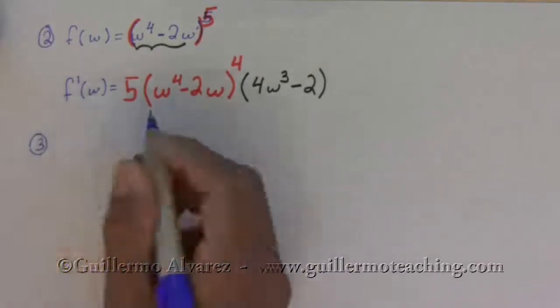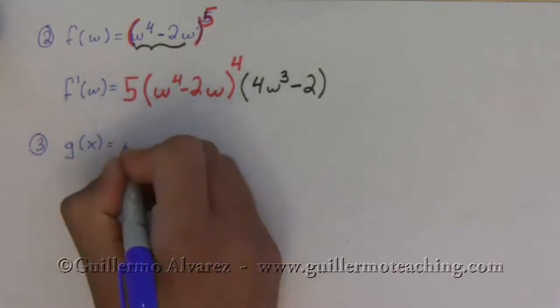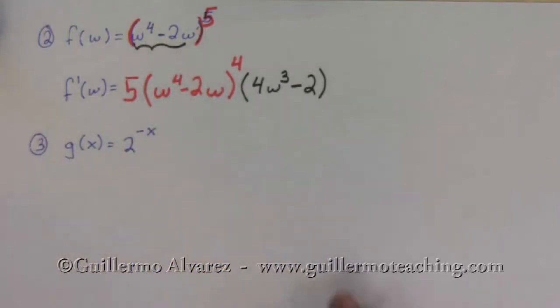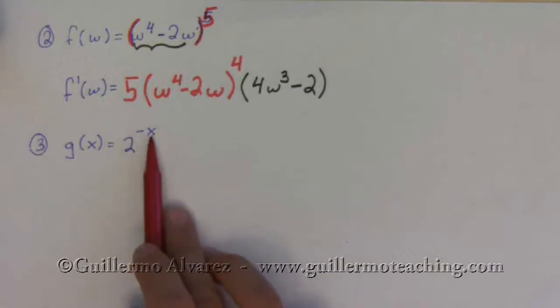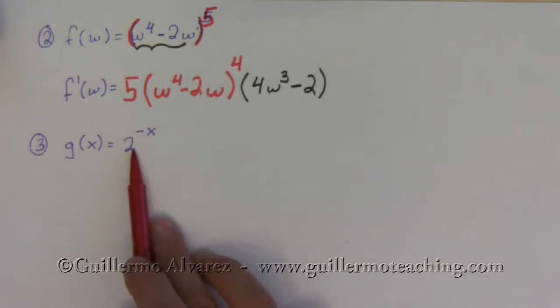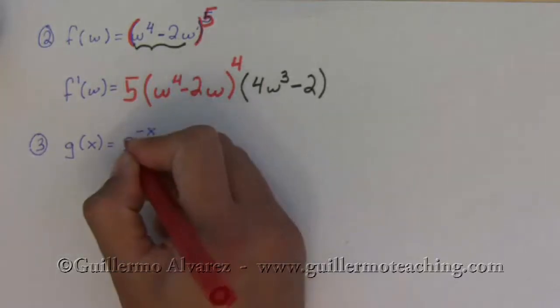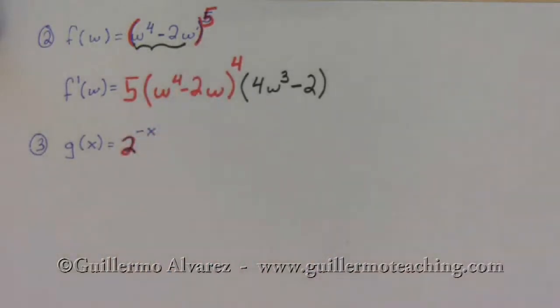Let's do one that's a little bit less obvious. Let's say we have g of x equals 2 to the negative x. Now here in this one it's not as obvious which one's the outside and which one's the inside function, but, well, this is an exponential function. And so notice that the negative x is inside of the exponential function. So the outside function is the 2 being raised to the power, and in this case the inside is negative x.